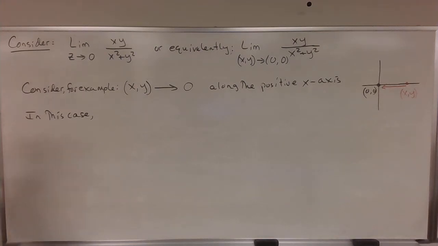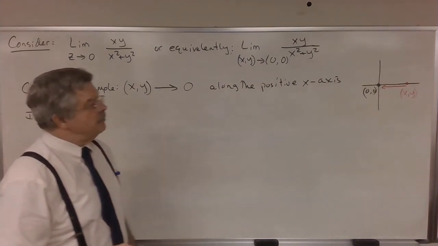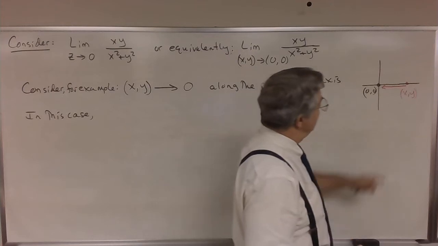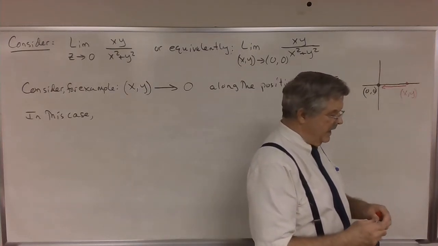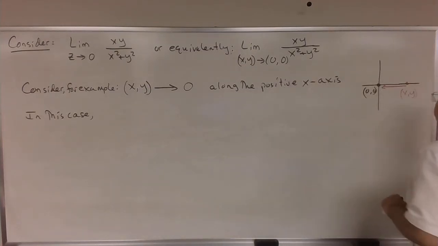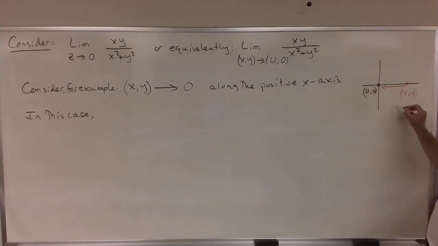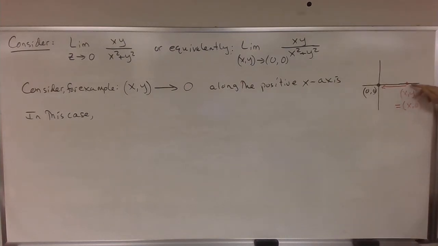Well, in this case, since (x, y) is a point on the positive y-axis, then x is equal to 0, isn't it? So this point (x, y) is really (0, y).